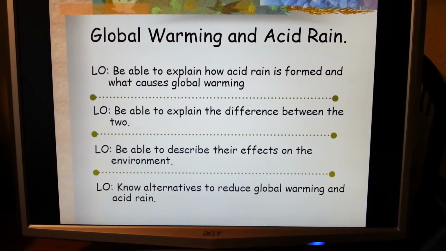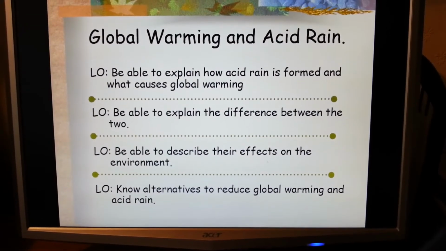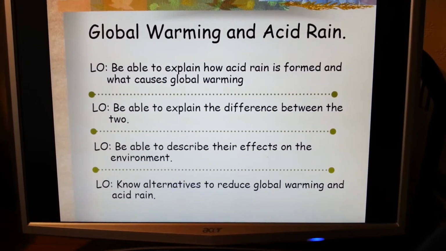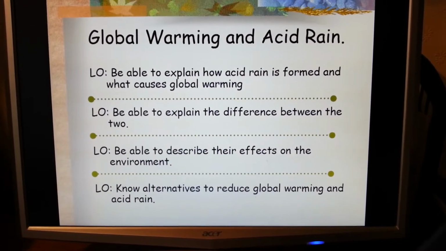The learning objectives for this video: to be able to explain how acid rain is formed and what causes global warming. Be able to explain the difference between the two. Be able to describe their effects on the environment and know some alternatives to reduce global warming and acid rain.